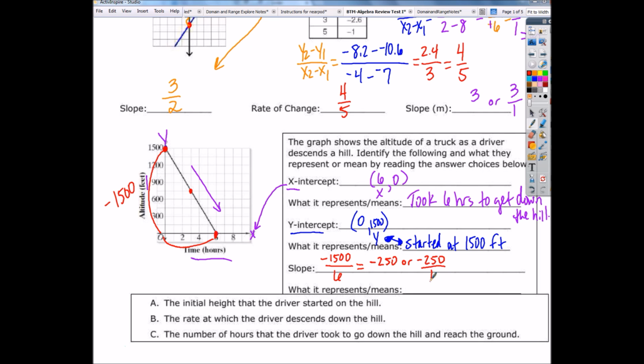Okay? And what does that represent, or what does that mean? So y is on top, and y is feet. X is on the bottom, and x is hours. So I'm looking at these two things right here.